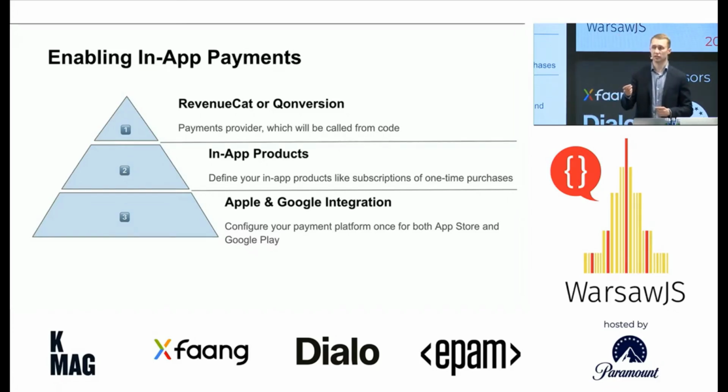But how do you actually access these products which you're going to sell in code? I'm going to explain how.